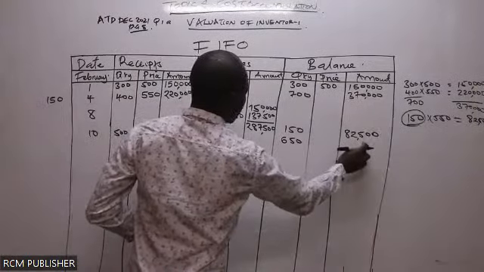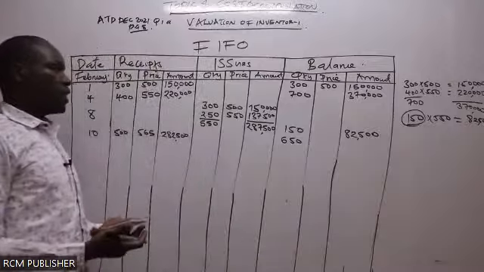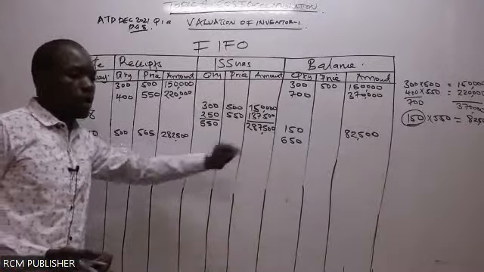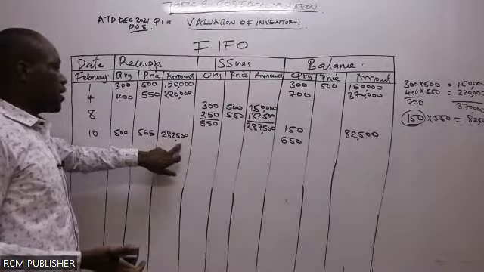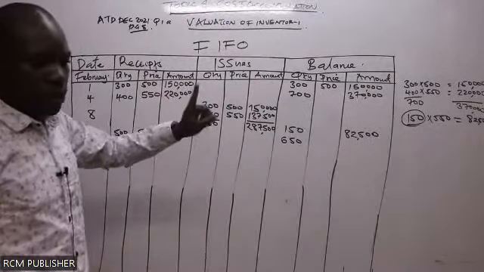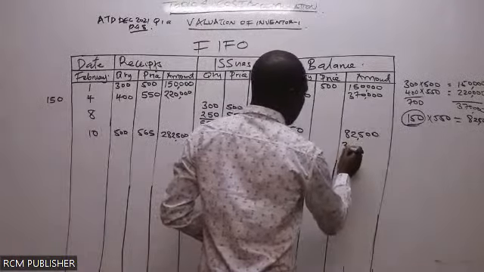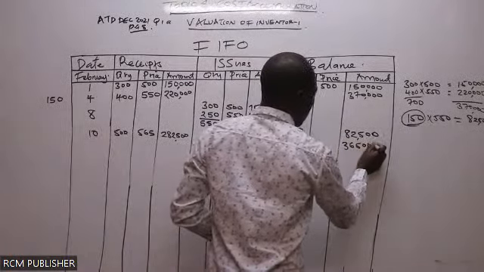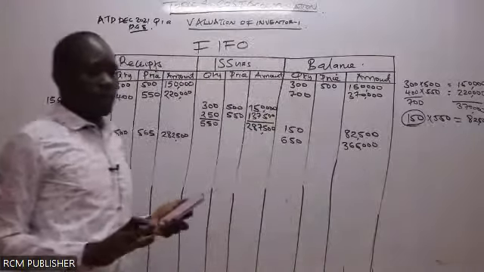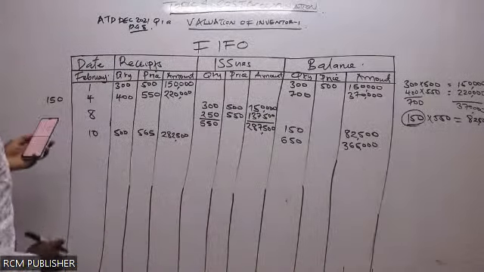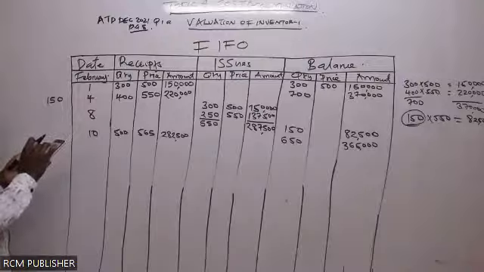So it means the current units is now 650. But what is the value? 650 is the units, and then the value will be 282,500 plus 82,500. What are we getting? We are getting 365,000.